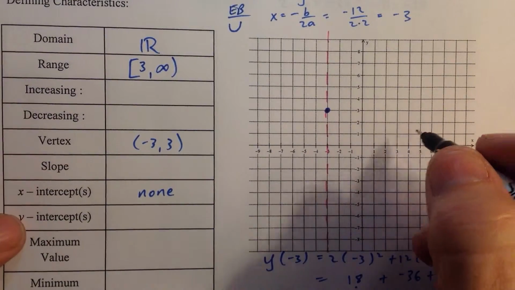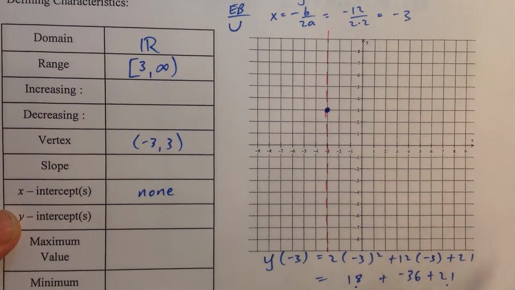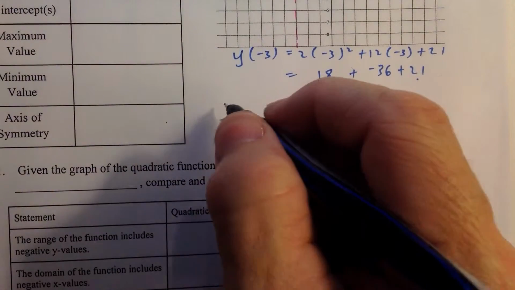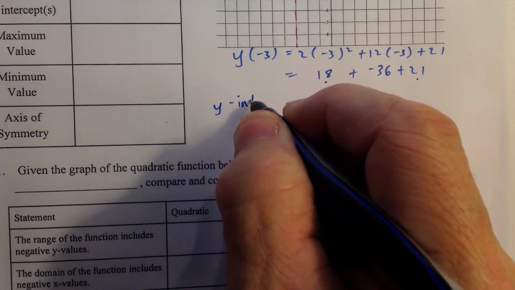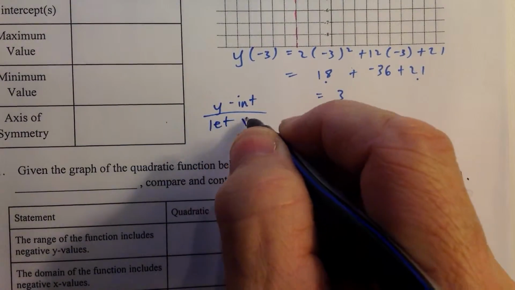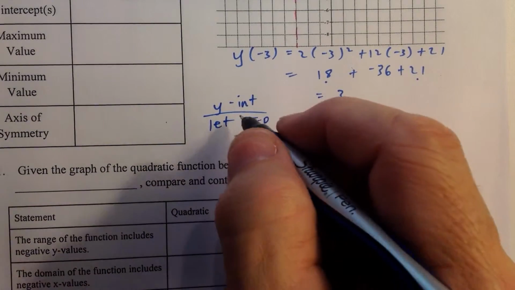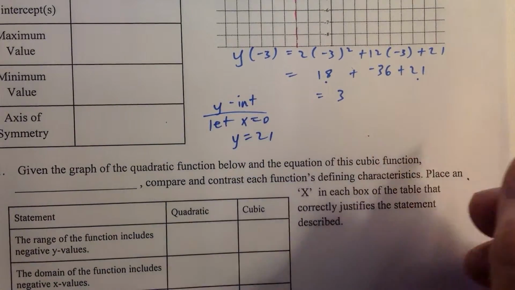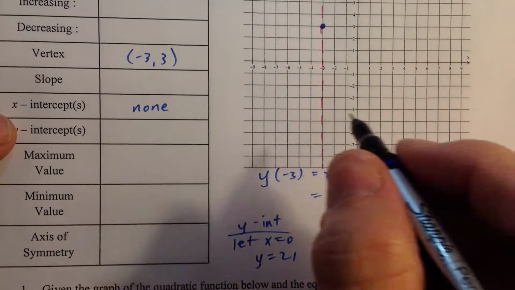So let's go ahead and find the y-intercept first because it'll be easier when we look at the graph. So the y-intercept, we let x equal 0. And when x equals 0, we see that y equals 21. So the y-intercept is 0, 21.